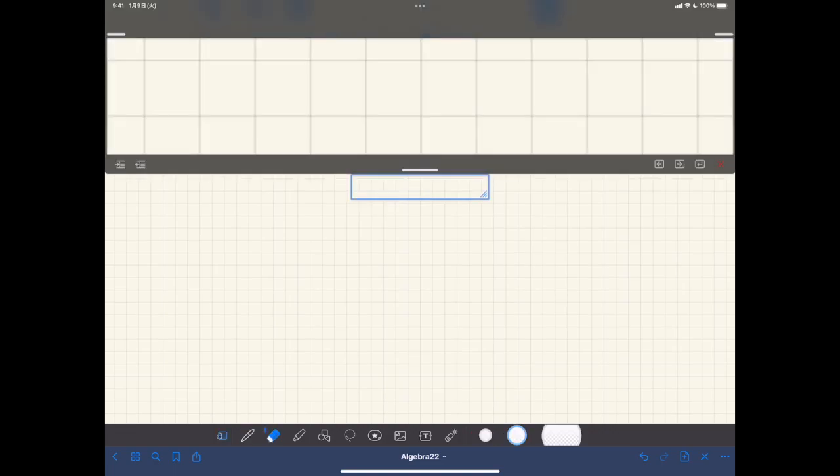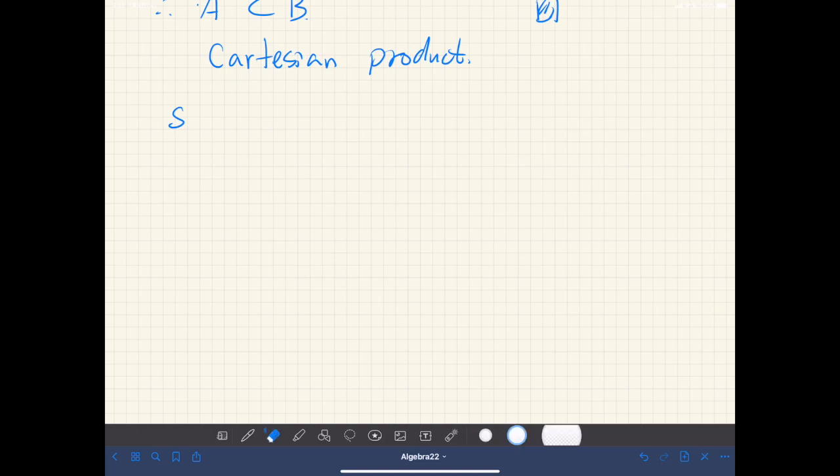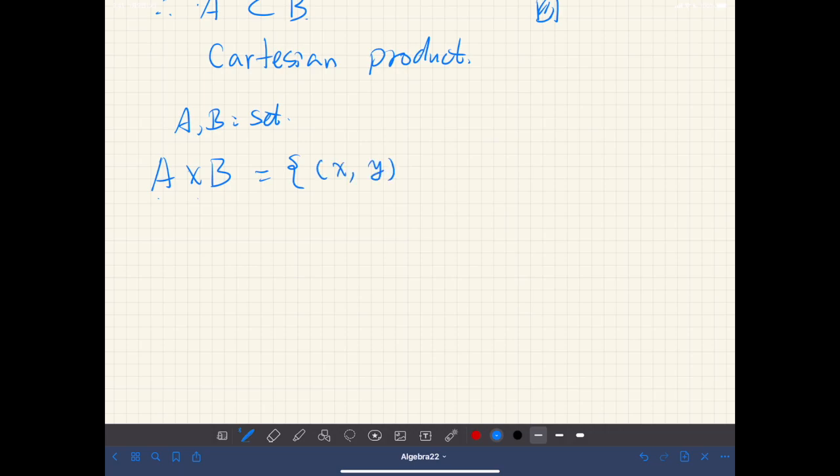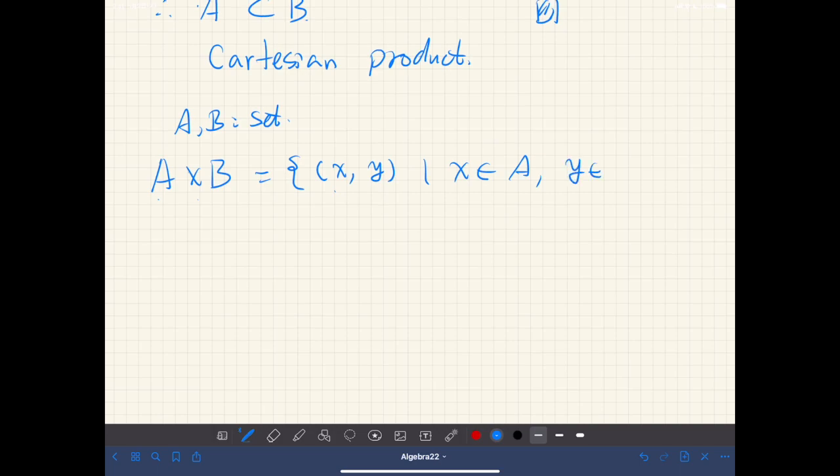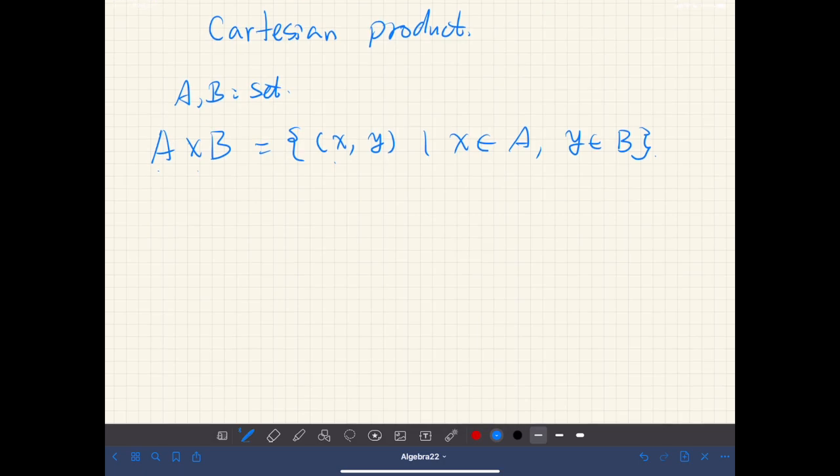Suppose A and B are sets, then the Cartesian product between A and B is written like A times B, which is the set of pairs of elements such that the first element of the pair is an element of A, and the second element, or component, of the pair is an element of B.